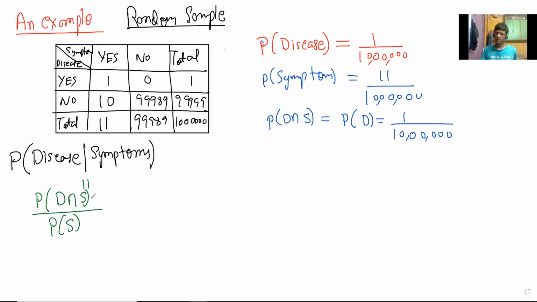Now let us see what we know and what we need to find. D intersection S is known, so we don't have to worry about it. It is 1 by 10 lakh. Now this other thing we don't know. Whenever you don't know a certain probability, because it's an instructive example, I'm just saying it, though some of you already know it and have got the answer.